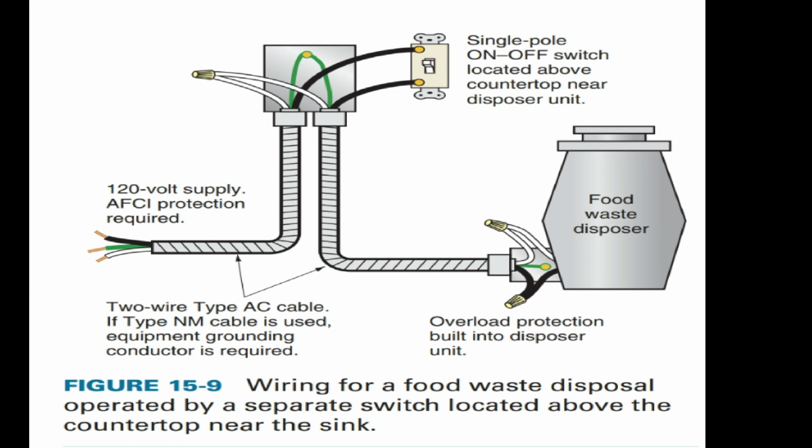In the kitchen of this residence, the food waste disposal is controlled by a single pole switch located to the left of the kitchen sink, above the countertop. Another possibility, but not as convenient, is to install the switch for the disposal inside the cabinet space directly under the sink near the food waste disposal.